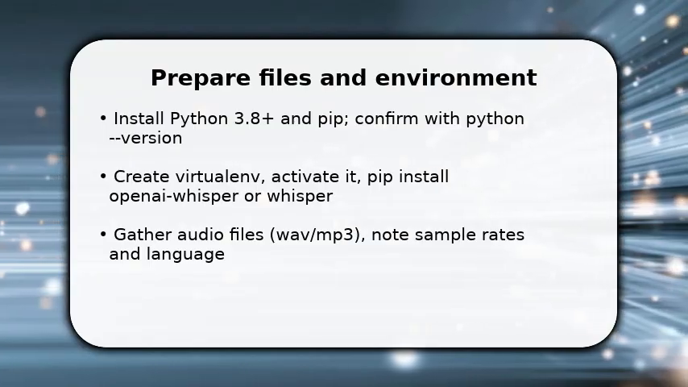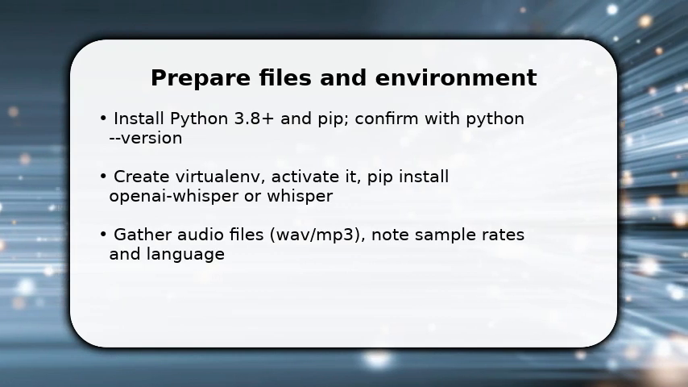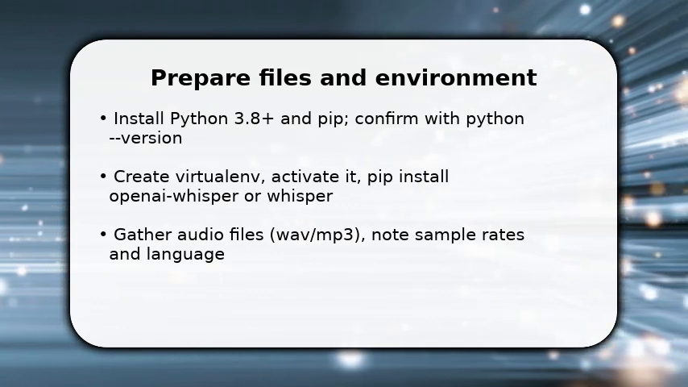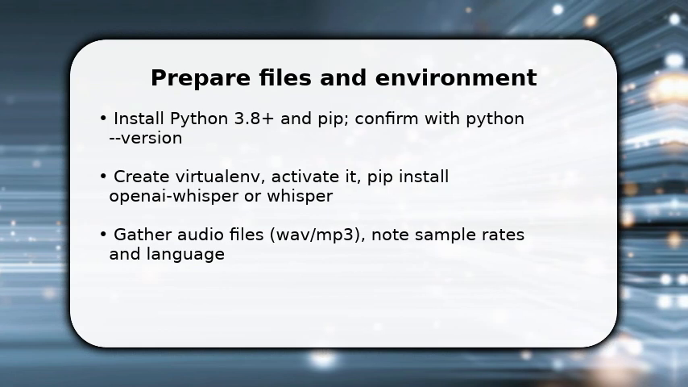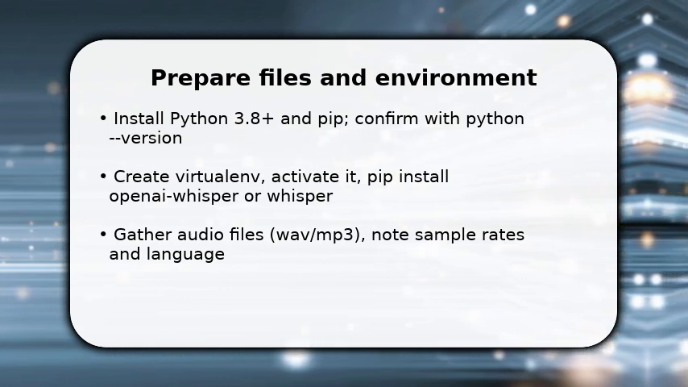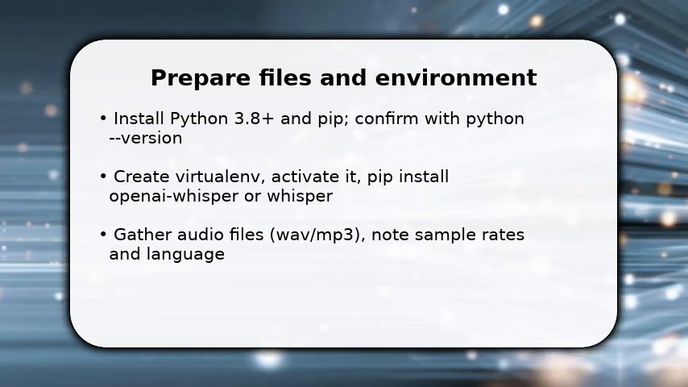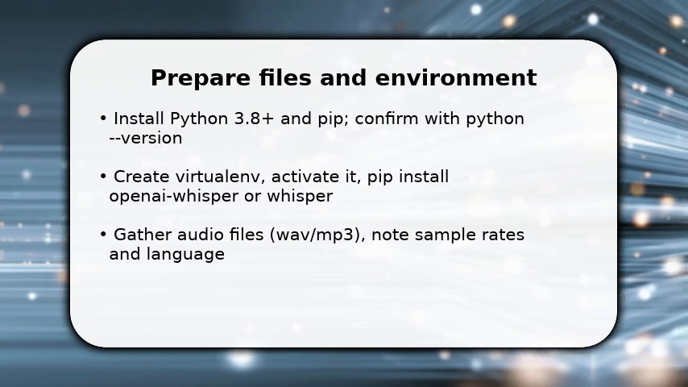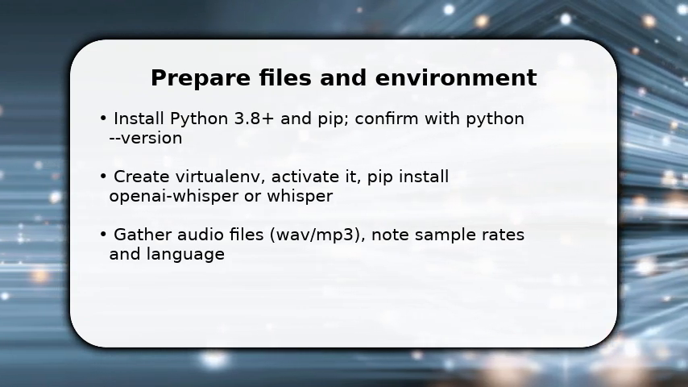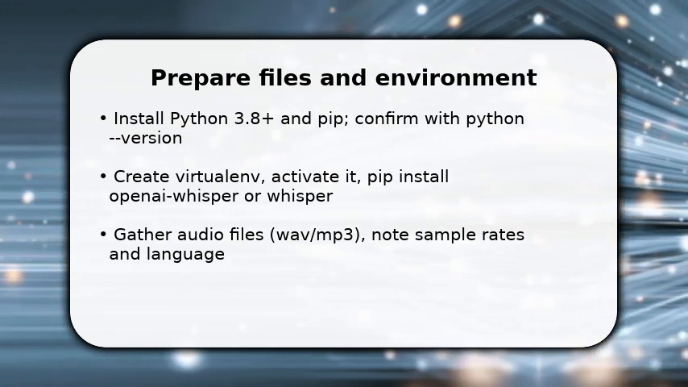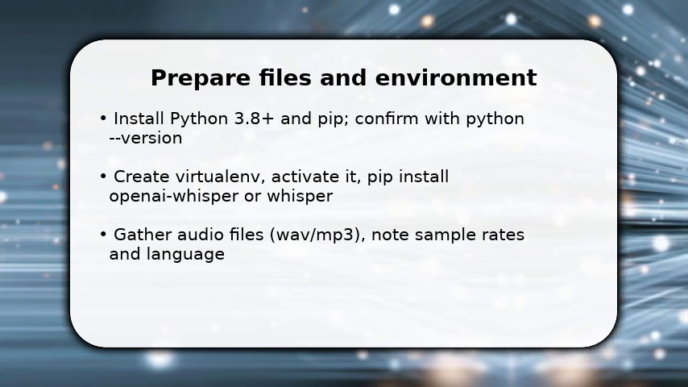You start by preparing the environment and your audio so nothing stalls later. Create and activate a virtual environment, then install Whisper with pip. This isolates dependencies. Place your audio files in a single folder and check formats and sample rates so conversion is smooth. Once done, test a short clip to confirm setup works.